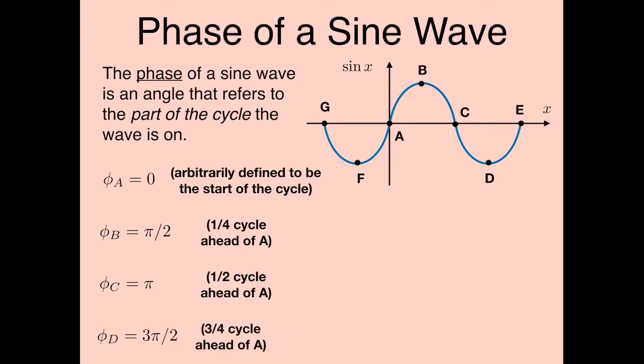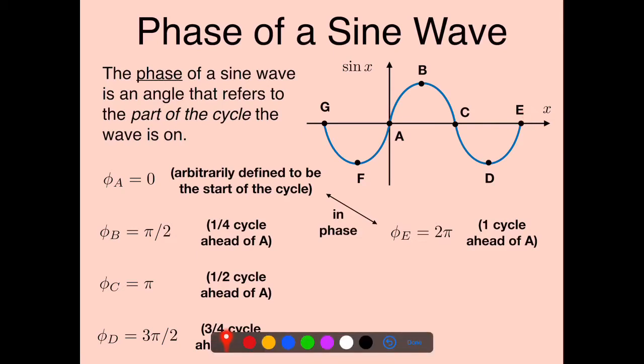If we go to point D, this is 3/4 of a cycle ahead of point A. So 3/4 of 2 pi is 3 pi over 2. That would be the phase at point D. At point E, we're a full cycle ahead of point A, so the phase there would be 2 pi. Okay? So if we compare points A and E, we're actually back to that same starting point as far as the cycle goes. So what we say is these 2 points are in phase with each other. At both of these points, we're talking about the same part of the cycle.